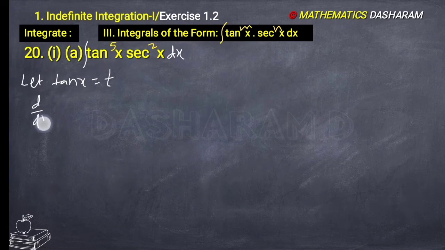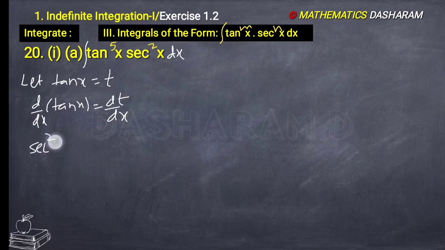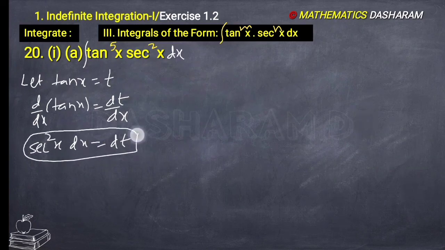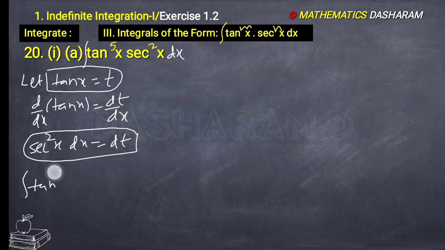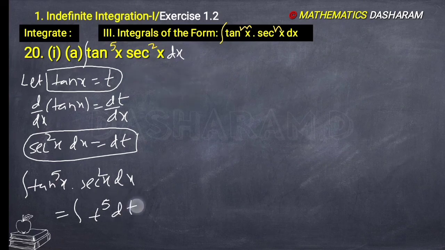And do the derivative on both sides with respect to x. It is equals to dt by dx. Derivative of tan x is secant square x, and dx transpose to left side. So substitute these values in the given question. So tan to the power of 5x into secant square x dx equals to, here tan x is t, so t to the power of 5, secant square x into dx equals to dt.